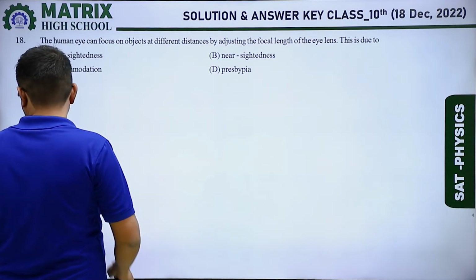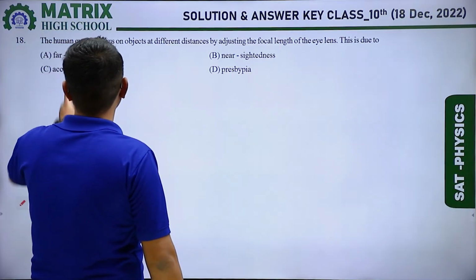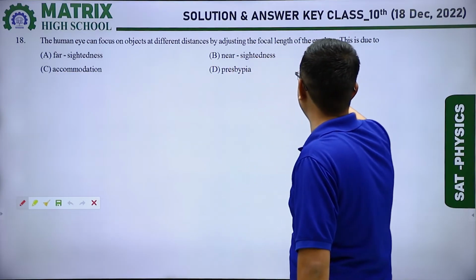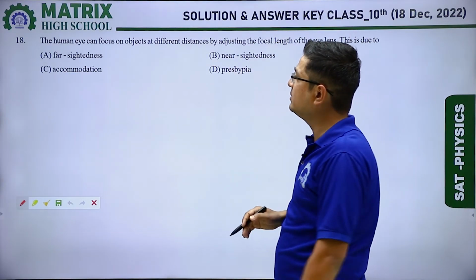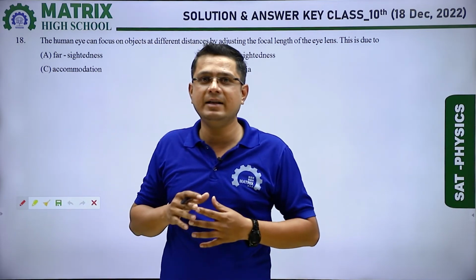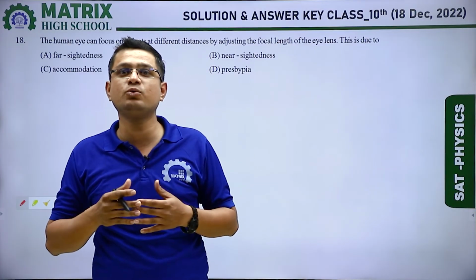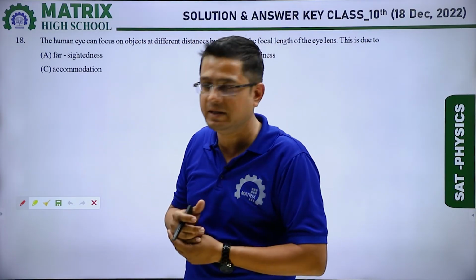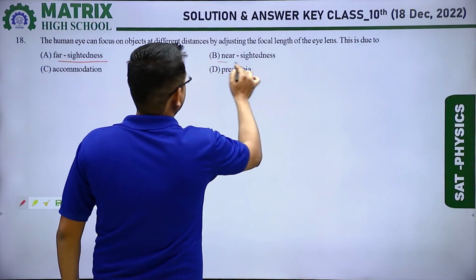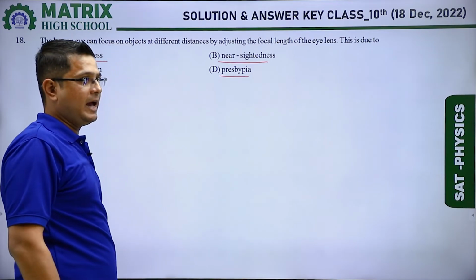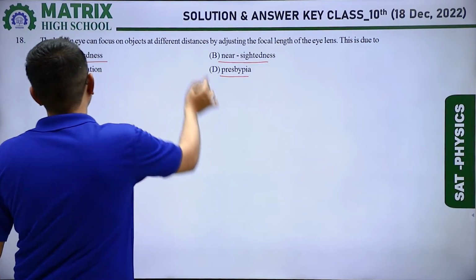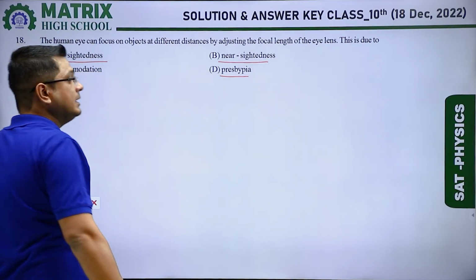Okay, next question, question number 18. In question number 18, the human eye can focus on objects at different distances by adjusting the focal length of the eye. This is due to... So we know that the human eye can change the focal length of its lens, due to which we are able to see objects placed at the near end and far end clearly. Out of these 4 options, option A, option B and option D are eye defects, and the ability of the eye lens to change its focal length is called accommodation power of the eye. So for this we can say the correct answer will be option C.